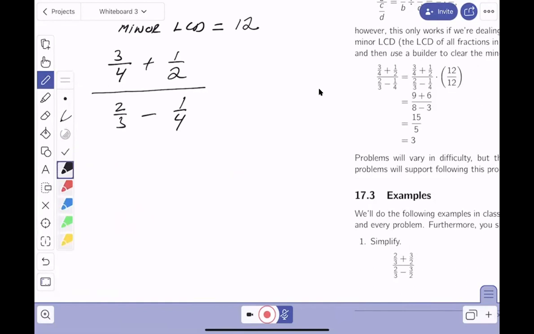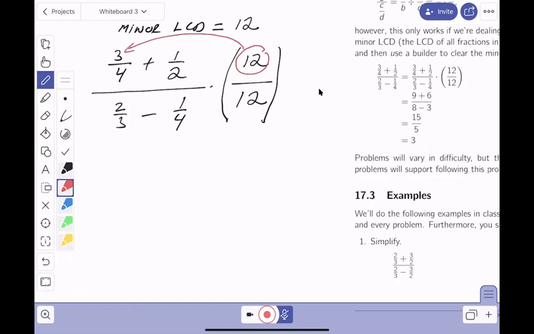What we're going to recommend is to take the minor LCD and use it as a builder. So we're going to multiply the top by 12 and the bottom by 12. What's 12 over 12? 1. It's not going to change the fraction. Here comes the trouble, though. We got to take this 12 and distribute it across these 2 terms. I'm going to write that down for you. In time, you'll get faster.